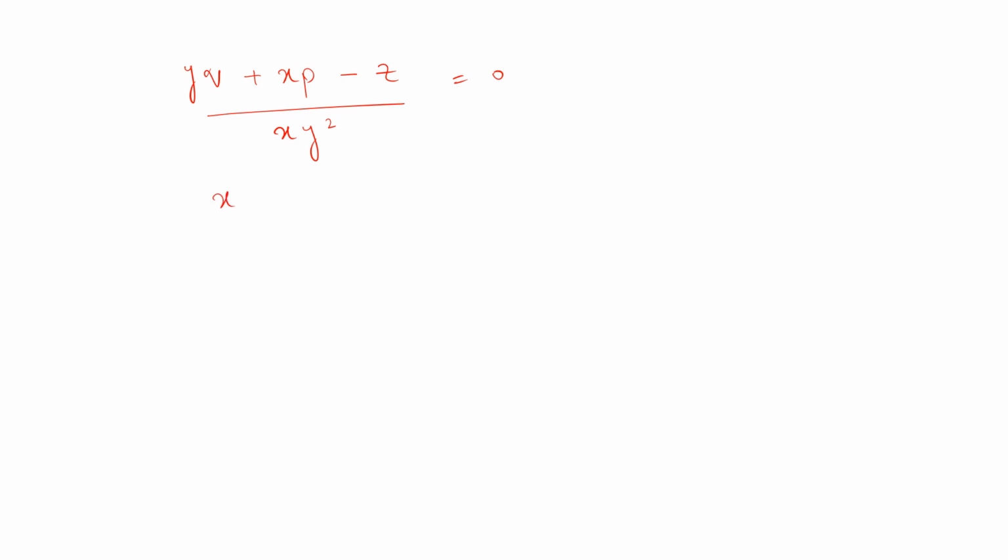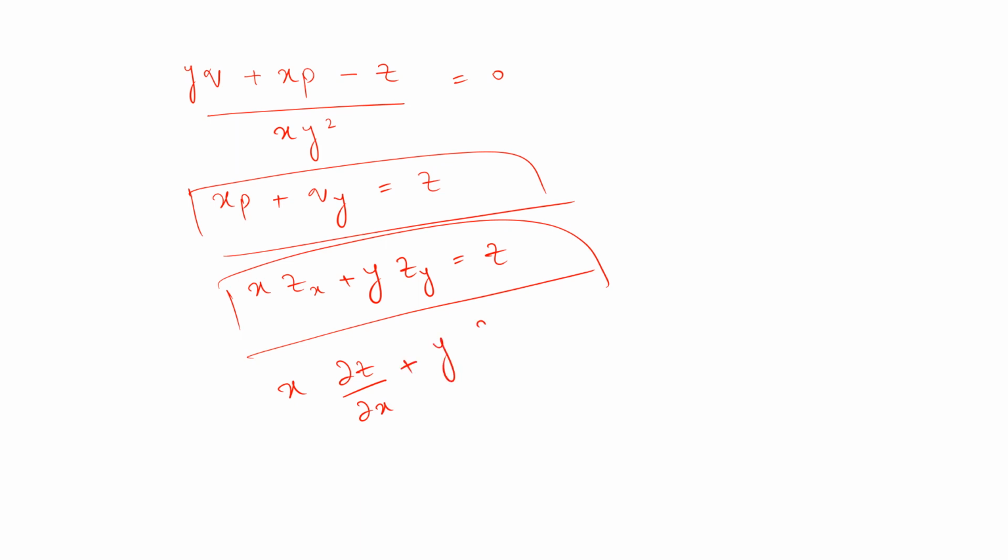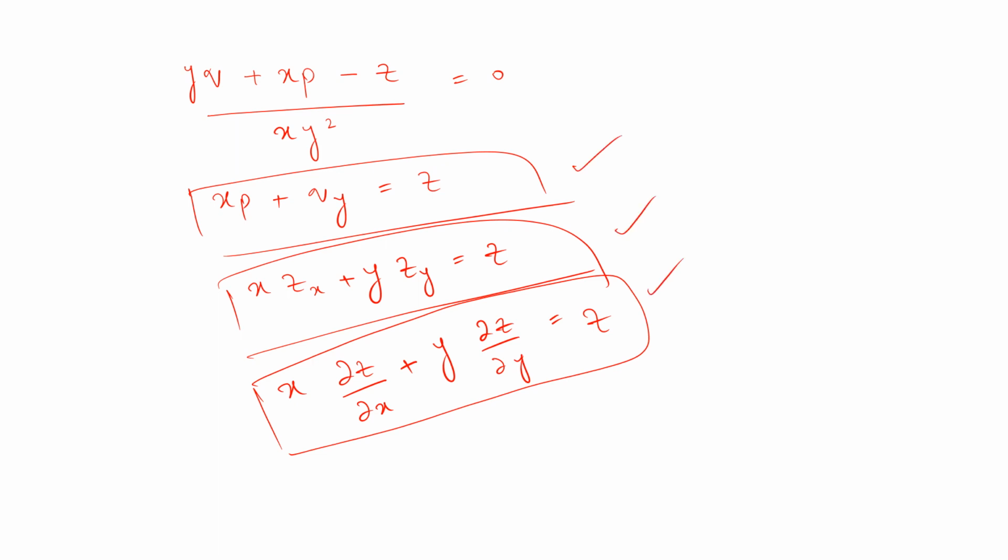So xp plus qy equals z, and we can also write it as x zx plus y zy equals z, and also we can write it as x partial z over partial x plus y partial z over partial y equals z. So these are some common notations of representing partial differential equations.